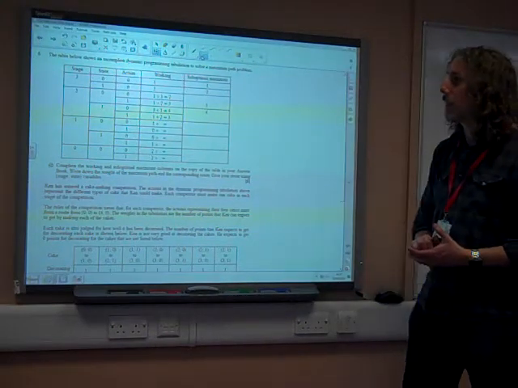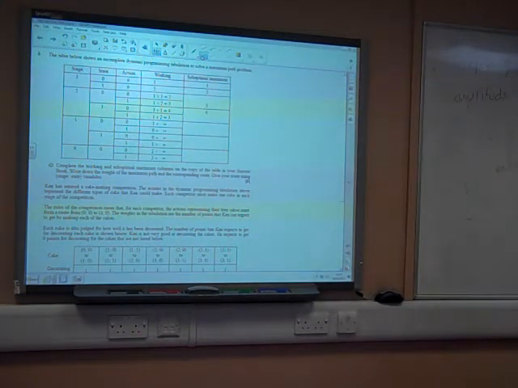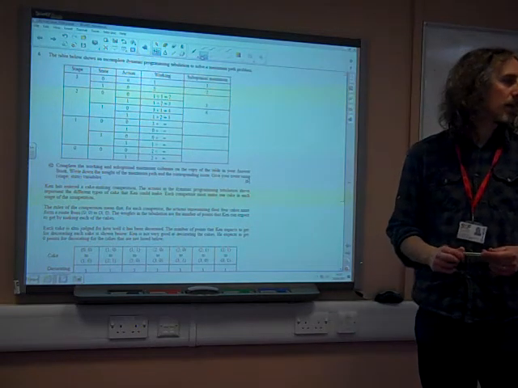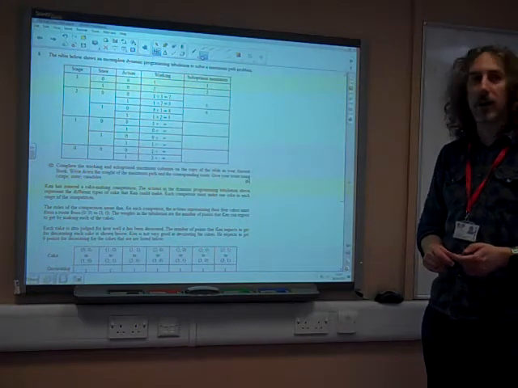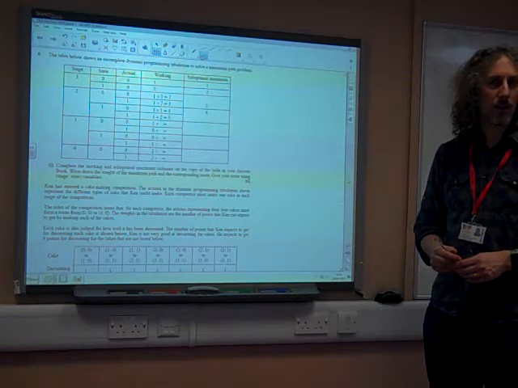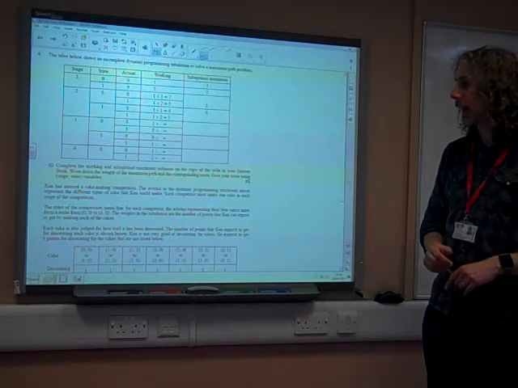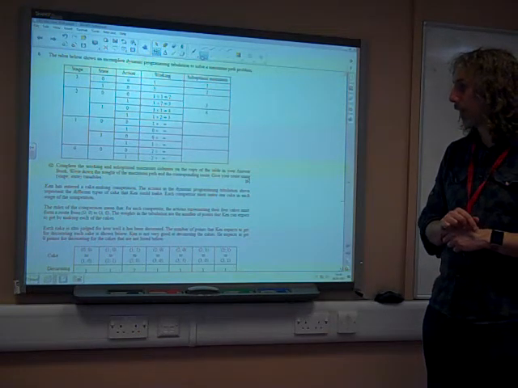Right, question 6. The table shows, Dom, it doesn't show Dom. The table shows an incomplete dynamic programming tabulation to solve a maximum path problem. Complete the working and suboptimal maximum columns on the copy of the table.